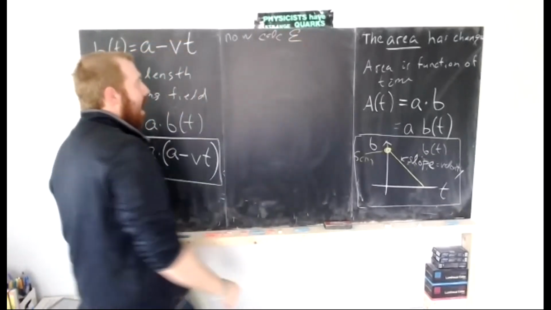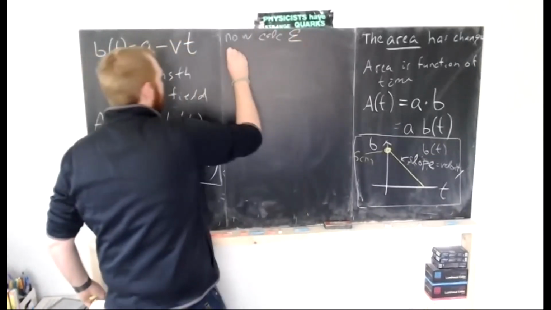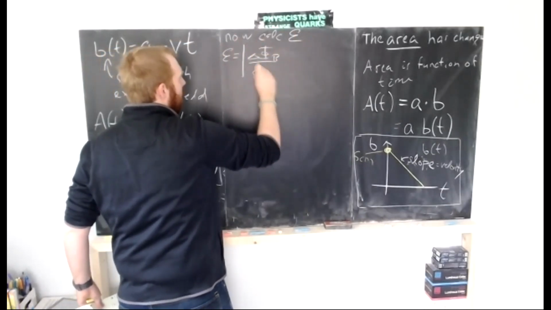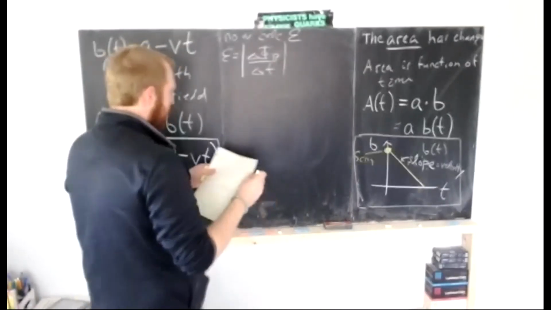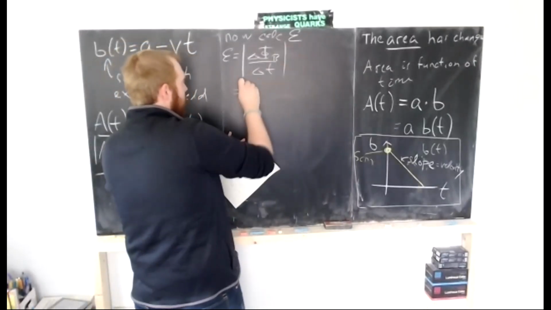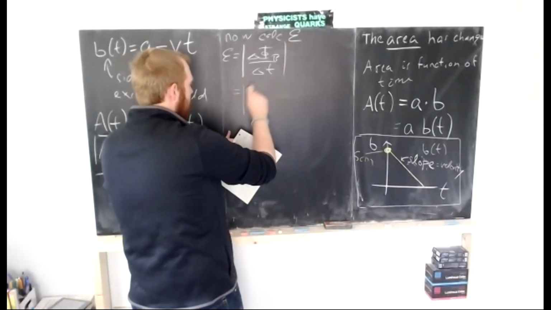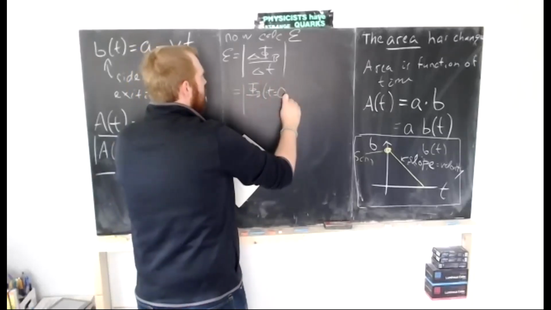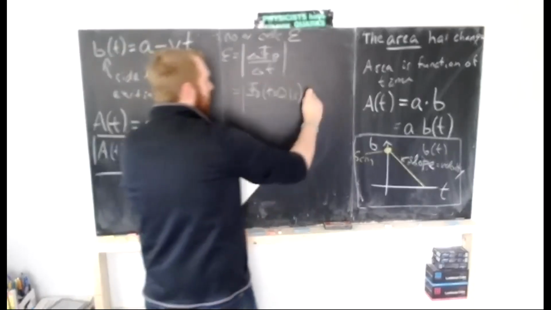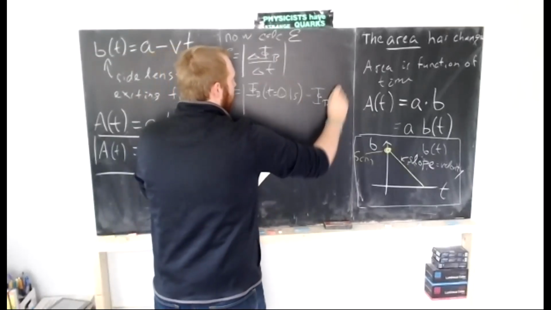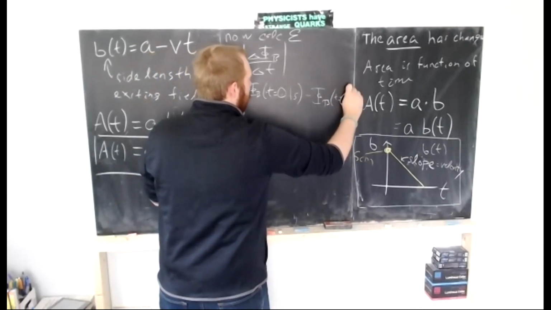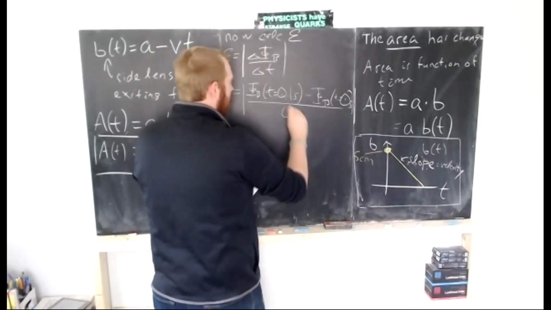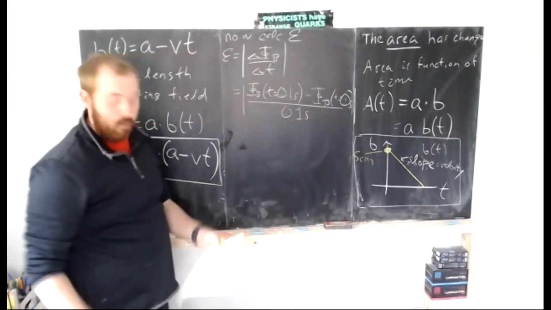All right. Now calculate that EMF, that induced EMF. E is change in flux over change in time. All right. So what we're saying is calculate the flux at t equals 0.1 seconds minus the flux at 0 seconds, all over 0.1 seconds.